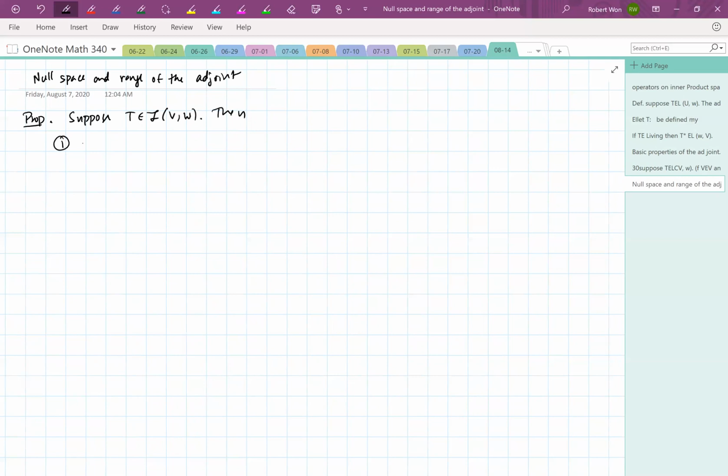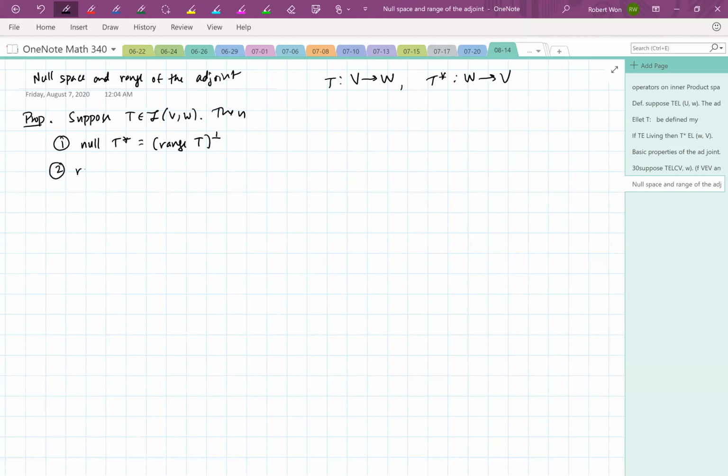Then the null space of the adjoint map. Okay, so the map goes from V to W. Its adjoint goes from W to V. So its null space should be some subspace of W. And the one it ends up being, interestingly enough, is you take the range of T, that's a subspace of W, and you take its orthogonal complement, also a subspace of W.